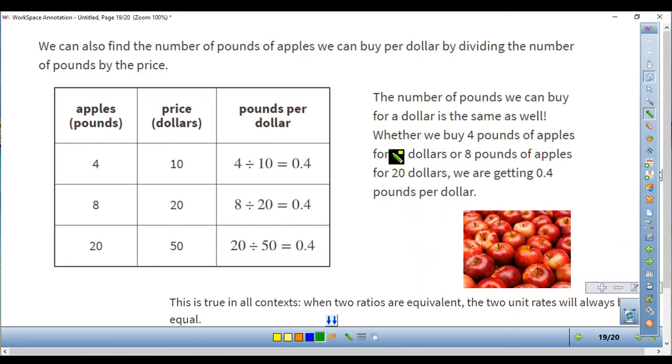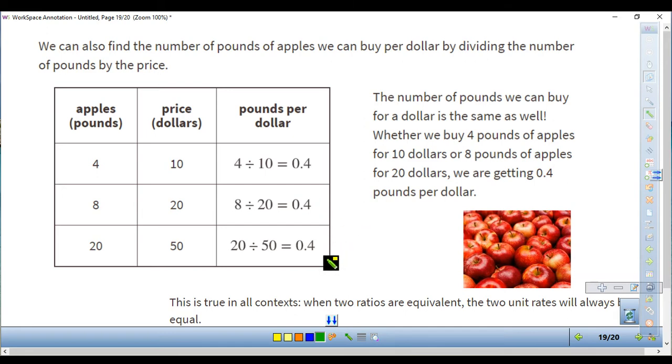We can also find the number of pounds of apples we can buy for $1 by dividing the other way around. For example, this table looks very similar to the previous one, except instead of dividing 10 by 4, we're dividing 4 by 10, and we're getting 0.4 every time. We can get 0.4 pounds for $1.